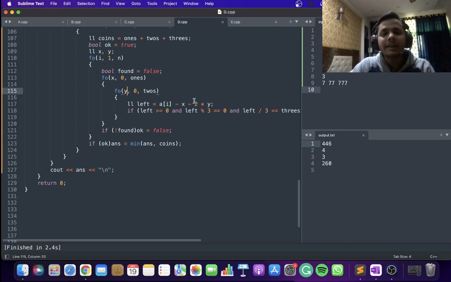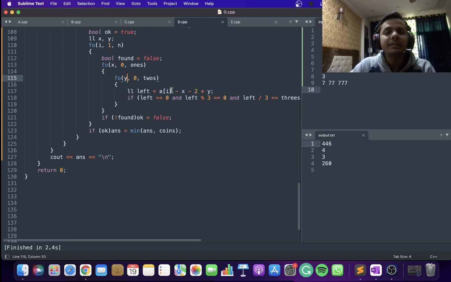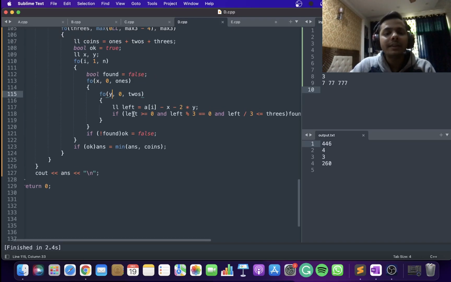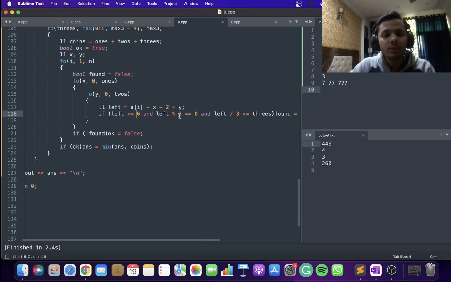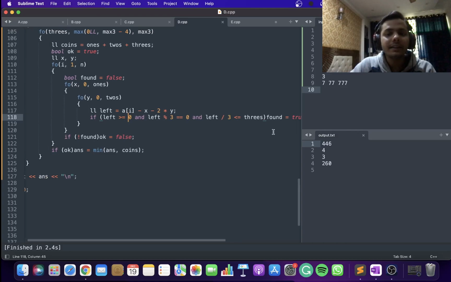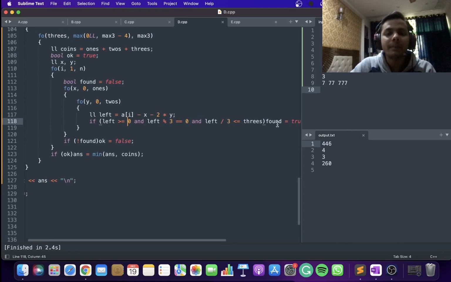So I will just subtract that from ai, and what I'll be left with is ai minus x minus 2y. Now the condition to be satisfied is that this leftover should be greater than or equal to 0. It should be divisible by 3, and the number of 3 rupee coins that I have should be sufficient to form this amount. And what that means is that left divided by 3 should be less than or equal to the total number of 3s that I'm taking, right? And if that is the case, then I will say that I have found a valid match.